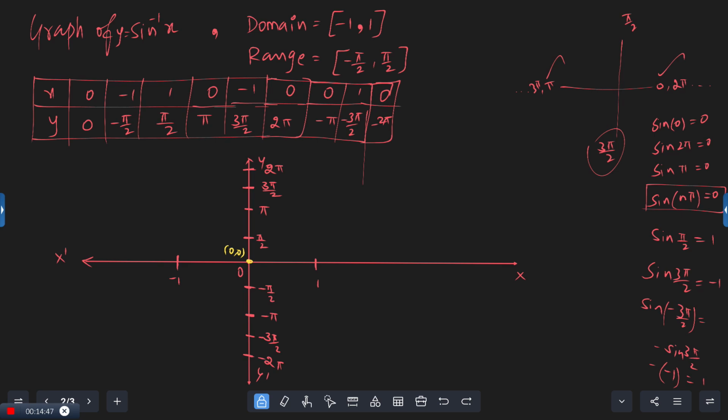Where will it be? Minus 1, minus. It will be here. And plus pi by 2, plus 1 here. Okay, and x value 0, y value pi, it means on the axis, and x value minus 1, y value plus 3 pi by 2, then where will it be? 3 pi by 2 is here, a negative value here, so it will be here, okay.